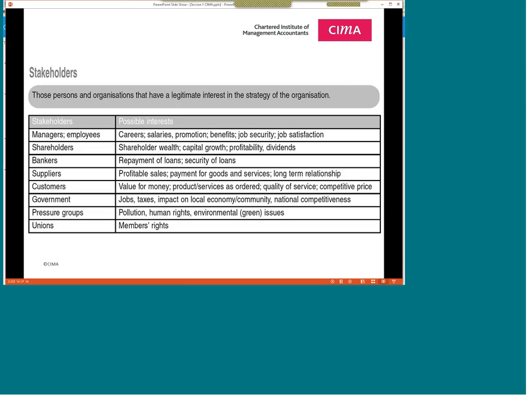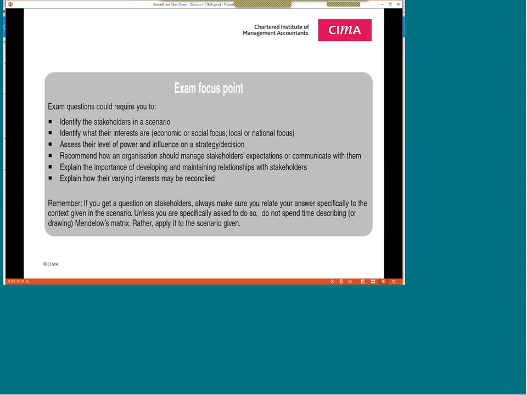Okay, so when we talk about stakeholders, one of the key exam focus points is to be able to assess the level of power and influence on strategy decisions. So we should be able to identify stakeholders in this scenario. We actually did it. What are the interests? But we should be able to assess the level of power and influence on strategy decisions. What would be a tool that you would use to do that?